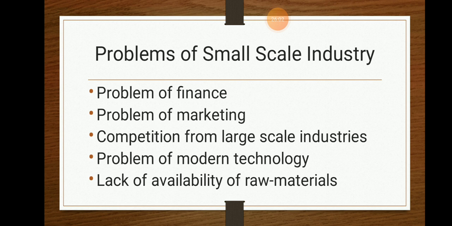And lastly, lack of availability of raw materials. At some point of time, small scale industry will produce whatever things they need, whatever raw materials they need. At the same time, when you have competition with the large scale industries, the large scale industry will buy all the raw materials from the market. At this point of time, there will be no raw materials left over for the small scale industry to buy or to do the production process. So these are all the problems being faced by the small scale industry, which is a negative thing for the small scale industry.